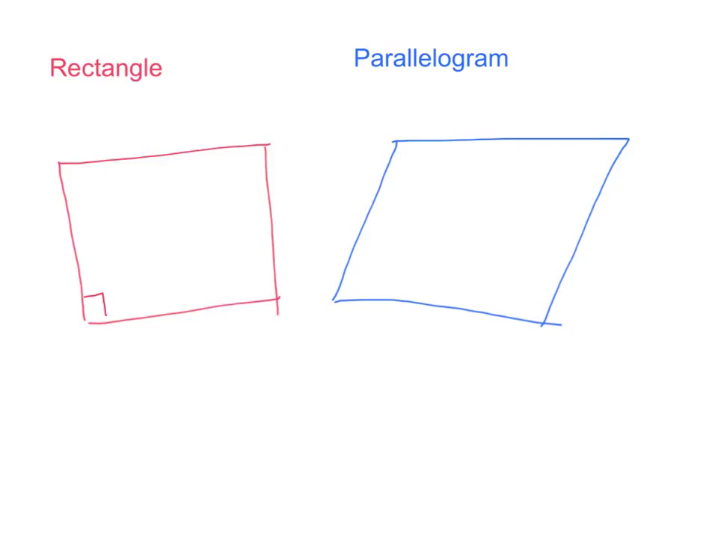What I want you to take away from this is that in a rectangle, the sides are giving you the height of the object, and the bottom is your base. When looking at a parallelogram, we still have those two sets of parallel sides, but now we no longer have that 90-degree angle, so it's going to look a little different.